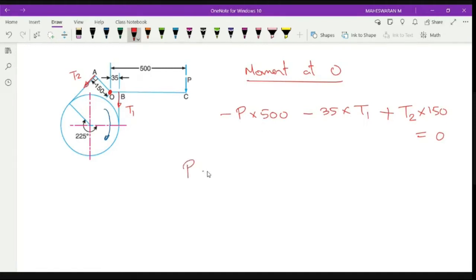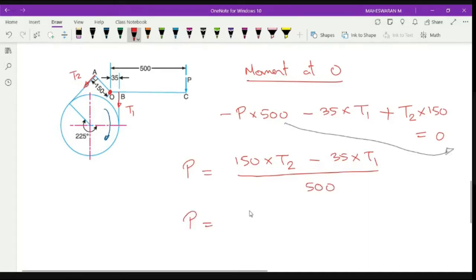So I will write the P value here. P is equal to, bringing this to the other side, we will get a positive P. Others will be the same. So we will get 150 into T2 minus 35 into T1 divided by 500. So you are getting 64.7 Newton. Okay, good. So now I got the value of P. Any doubt in finding the value of P?